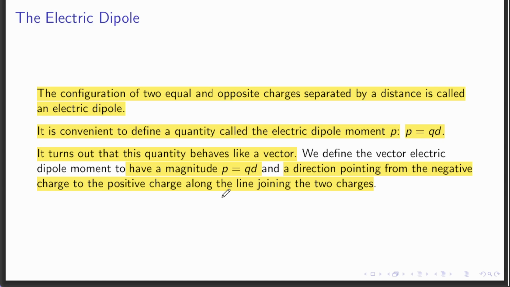It is beneficial here to draw a figure. If this is minus Q and this is plus Q, then this configuration of charges forms an electric dipole. And the electric dipole moment vector is given by this arrow. The line joining these two charges is sometimes called the axis of the dipole.